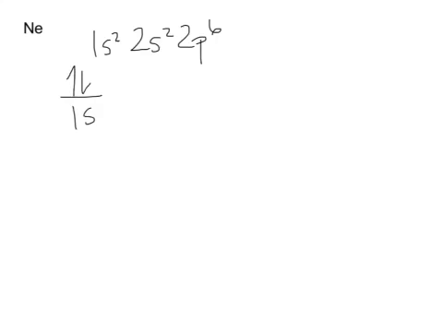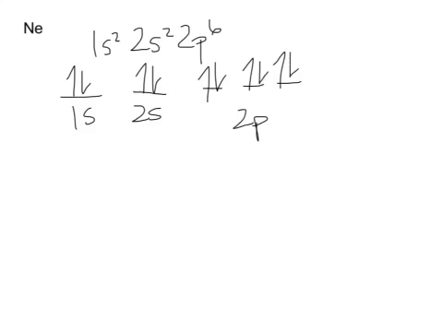For neon, I'm going to start with the electron configuration once again. 1s2, 2s2, 2p6. Orbital filling diagram, 1s, there's the 2, 2s, 2, 2p, 1, 2, 3, 4, 5, 6.